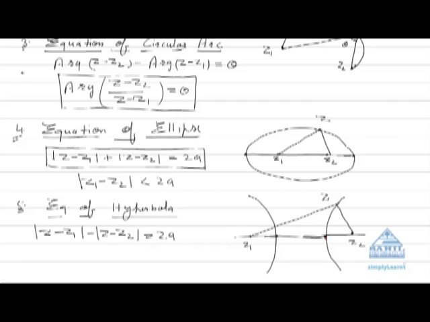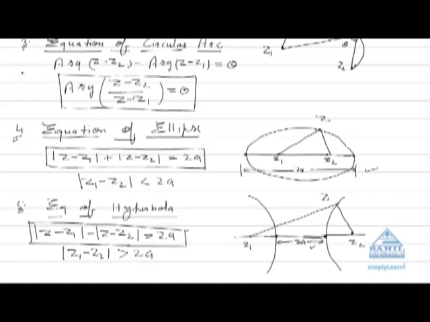the length of transverse axis, but in the previous case 2a is the length of major axis. You can see the difference between them. Okay, this is the major axis and this is the length of transverse axis. But in this case, modulus of z1 minus z2 must be greater than 2a. You got this concept or not? So equation of hyperbola is modulus of z minus z1 minus modulus of z minus z2 is equal to 2a.